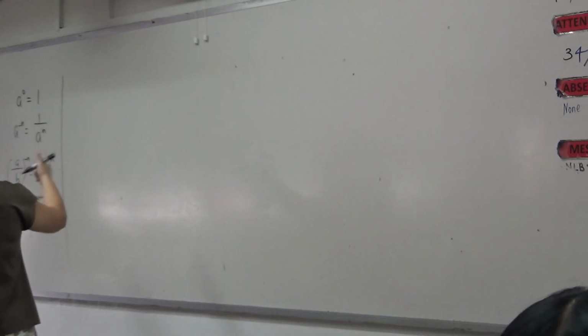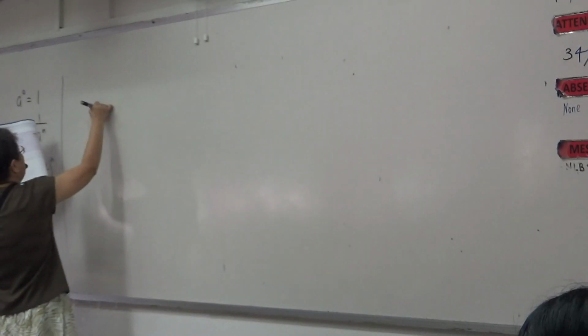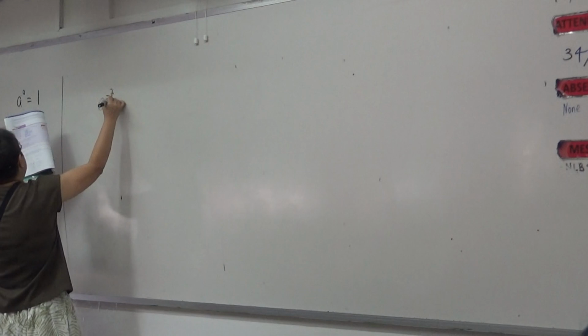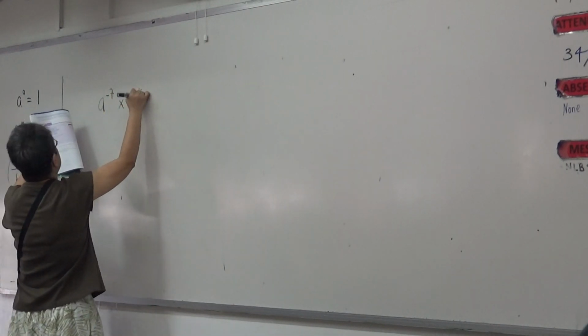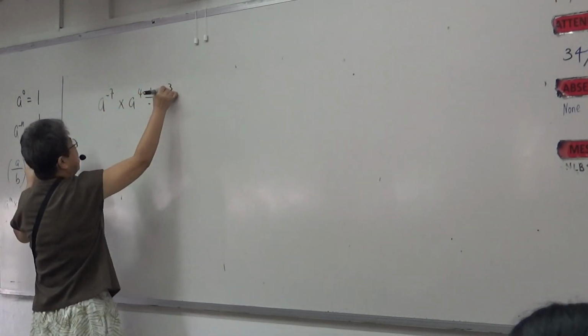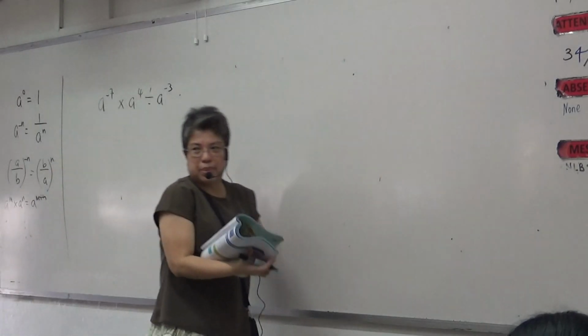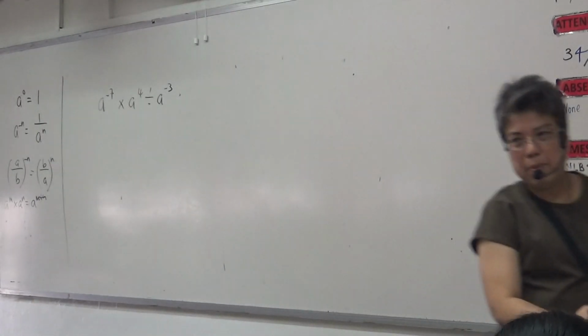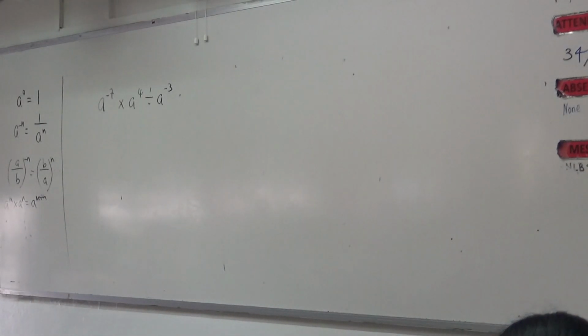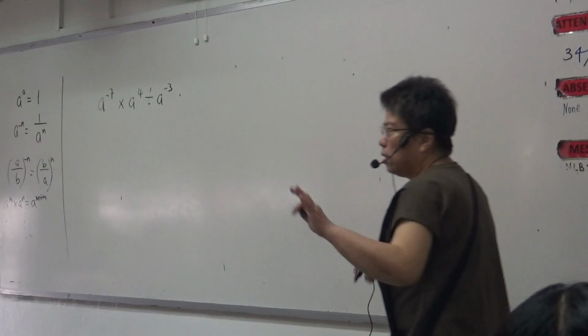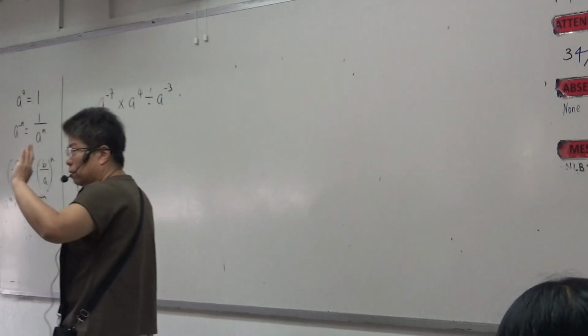Okay? Now I'm going to do it slowly. Let's take a look at the first one. A to the minus 7 times A to the 4 divided by A to the minus 3. Now, this one sure people make mistake. Now let me do it slowly for you. All of you look up. Don't look at the textbook. Because today I'm going quite slow because the rules you must know.